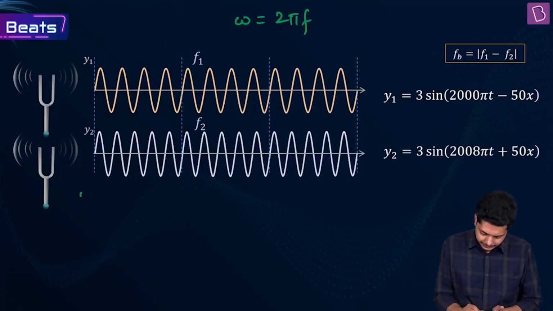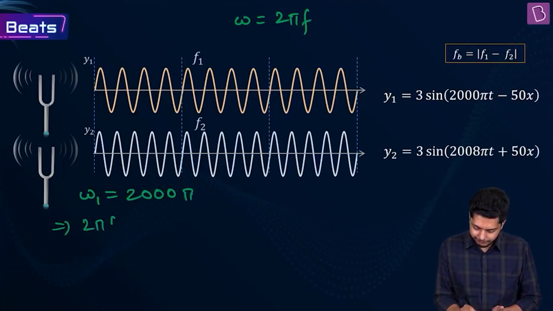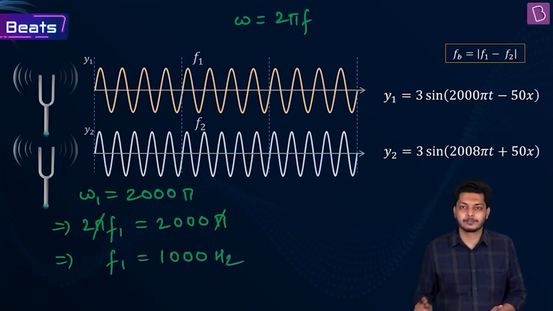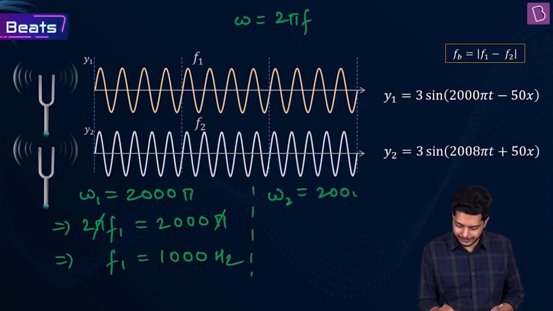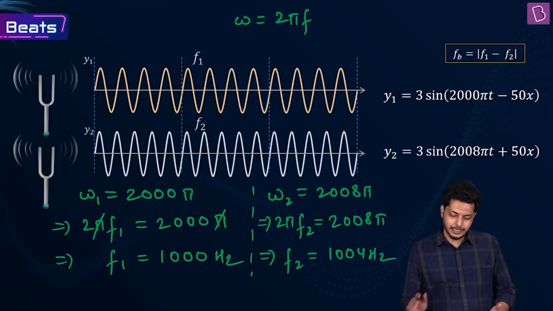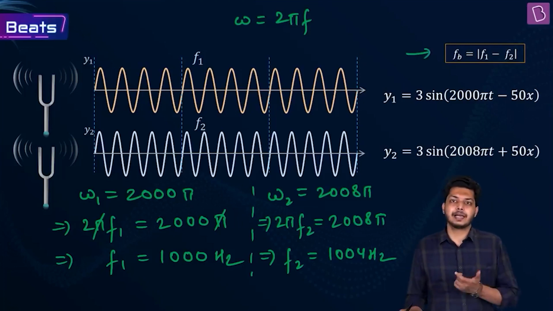First, omega 1 is 2000 pi. 2 pi f1 is equal to 2000 pi. From here, f1 will be 1000 hertz. Similarly, omega 2 is equal to 2008 pi, so 2 pi f2 is equal to 2008 pi, and finally from here f2 is equal to 1004 hertz.